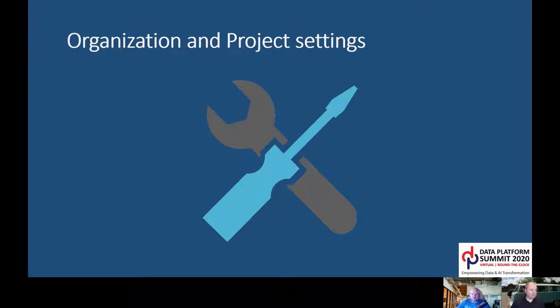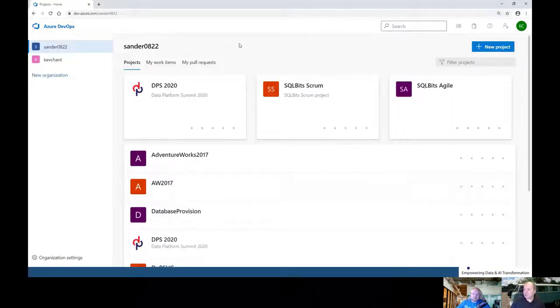So let's have a look and see how Azure DevOps Cloud Services actually looks. And as you can see here, Azure DevOps has its own hierarchy. At the top, you have an icon which represents your service, which has access to one or more organizations, which you can see on the left-hand side here.